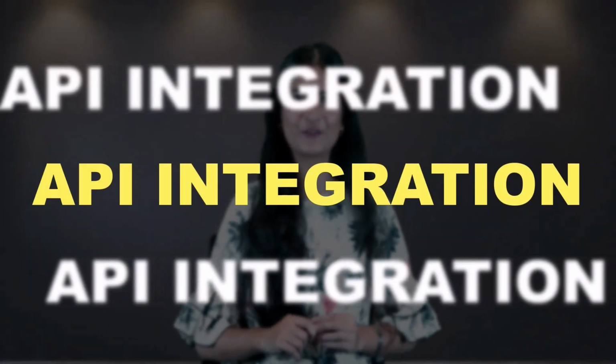Now, let's talk about the API integration feature. We provide you APIs for all your WhatsApp numbers. Using this, you can automate your process. For example, you can send automatic messages to a user when they sign up on a website or when they purchase a product.